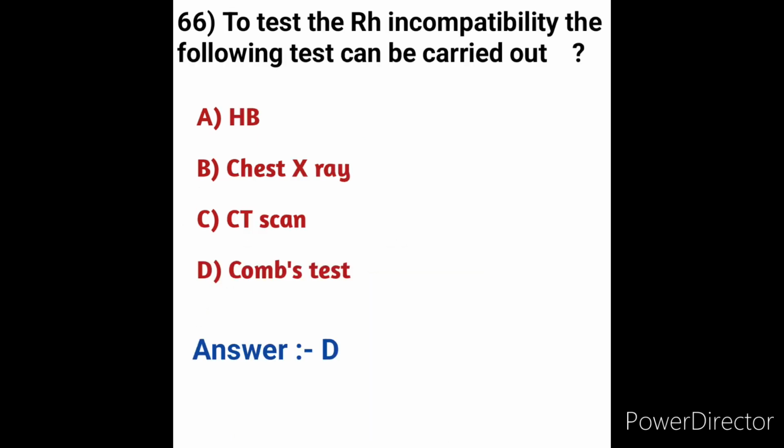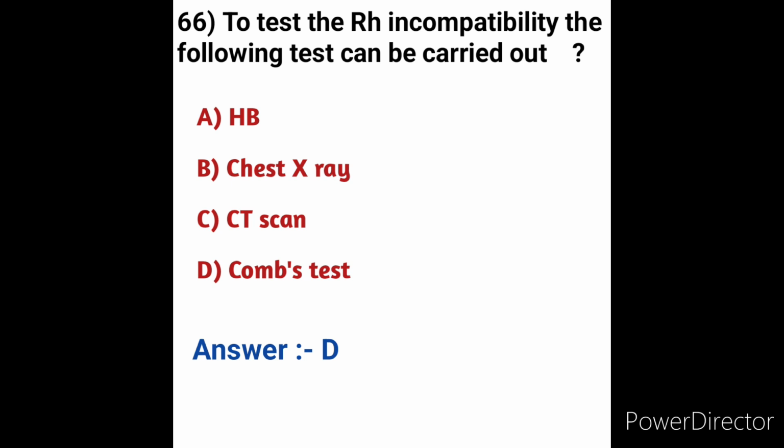To test for Rh incompatibility, which of the following tests can be carried out? How to identify Rh incompatibility, through the test from the following options. We will see the options here. Option A, hemoglobin. Option B, chest X-ray. Option C, CT scan. And option D, Coombs test. Here option D, Coombs test, is the correct answer.